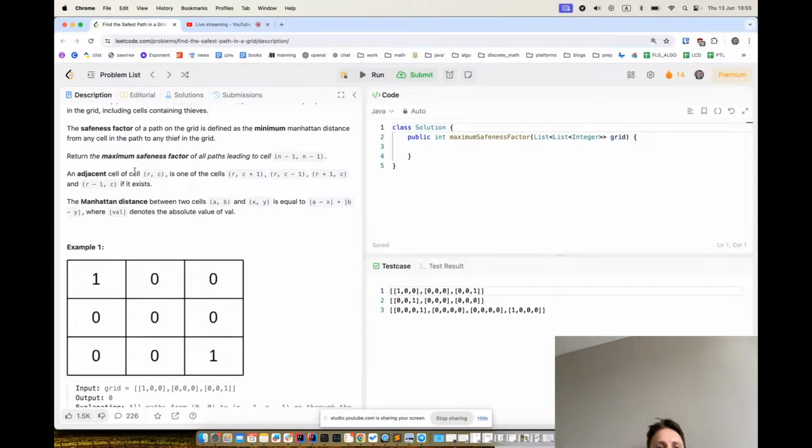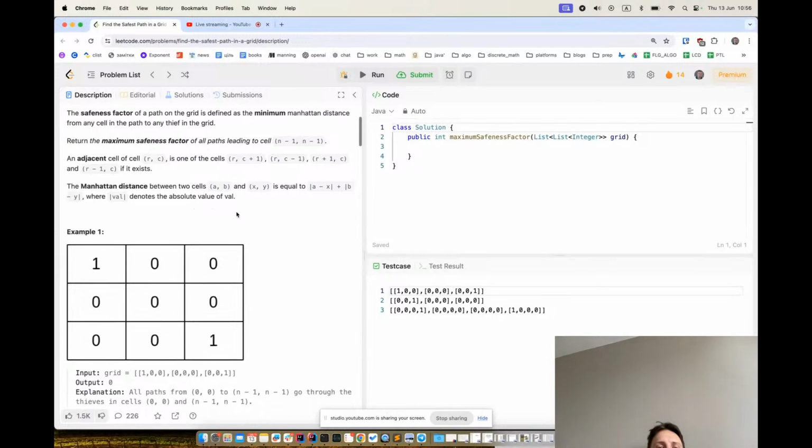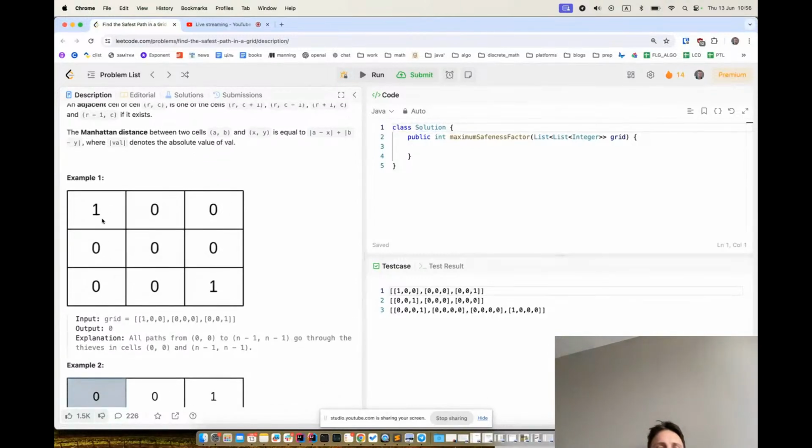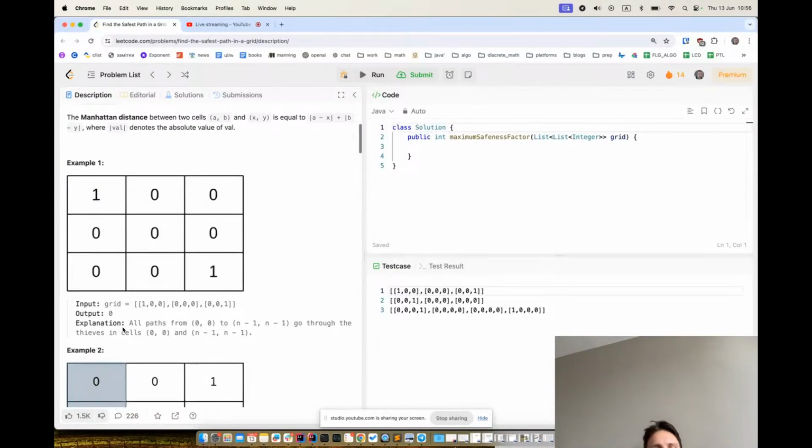And it's about adjacency sets, and it's about Manhattan distance between two cells. So the distance between (a, b) and (x, y) is equal to |a minus x| plus |b minus y|, where the bars denote the absolute value. So here we see 1 here and 1 here, so we never can reach a safe road. So we just return 0.